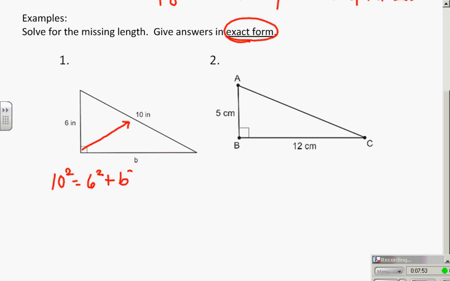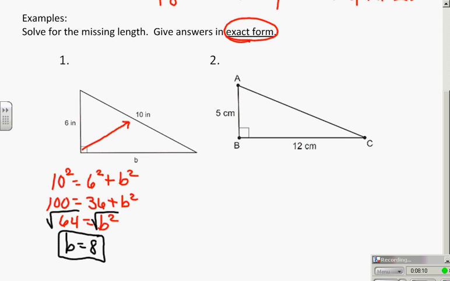So what do we have here? We have a pretty straightforward problem where I have 10 squared is equal to 6 squared plus b squared. So I have 100 is equal to 36 plus b squared. 64 is equal to b squared. I undo the square by taking the square root. B is 8. I don't have to consider -8 as an answer because I'm dealing with lengths.